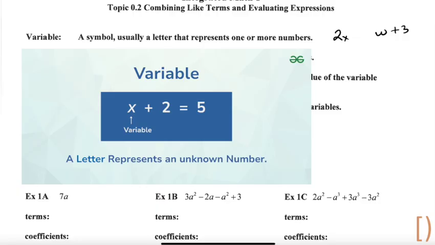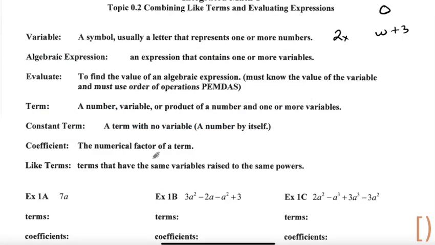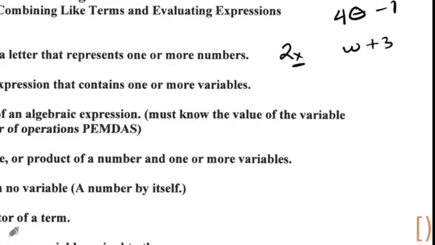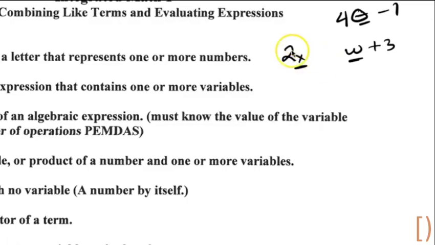It doesn't have to be a letter. It could be something from the Greek alphabet, like theta, 4 theta, maybe -1. These right here are your variables. They're just a quantity we don't know. Sometimes we're looking for them, sometimes it's just there. It's just some number whose value we don't know.